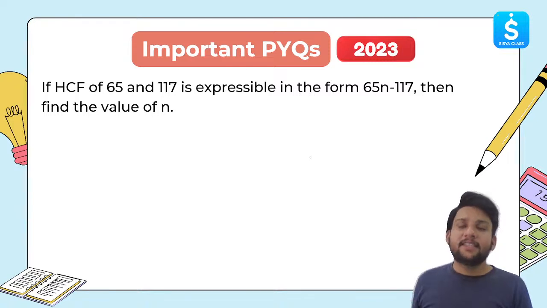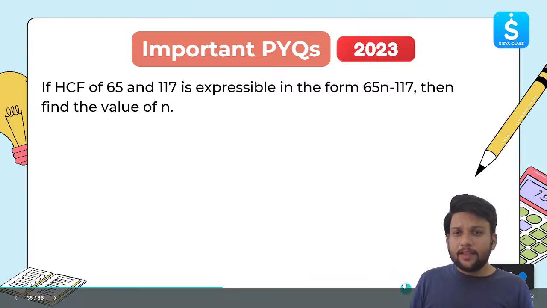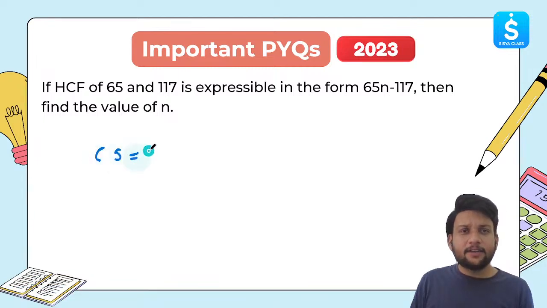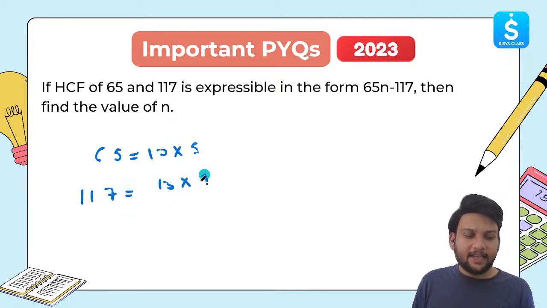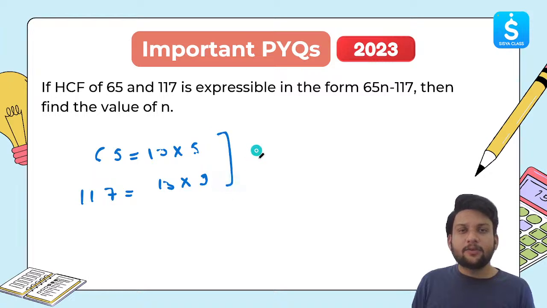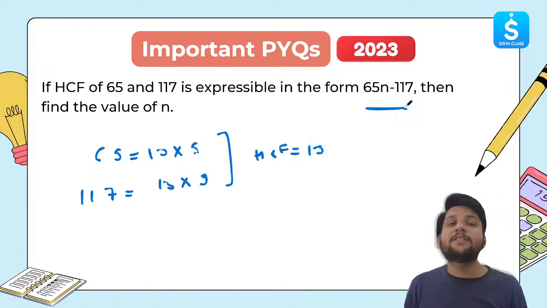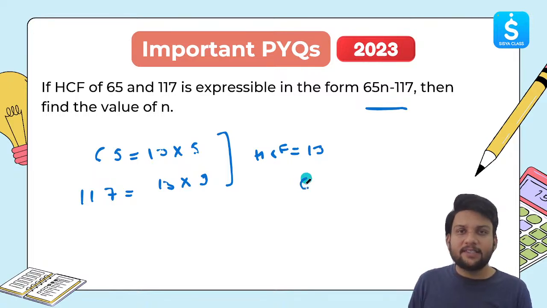See, we have 65 and 117. Let's just find the HCF first. I can write 65 as 13 times 5, and similarly, I can write 117 as 13 times 9. So if I ask you what is the HCF of both of them, clearly the HCF is going to be 13, right? Now, it is expressible in the form of 65n minus 117. So I will just equate 65n minus 117 equals 13.